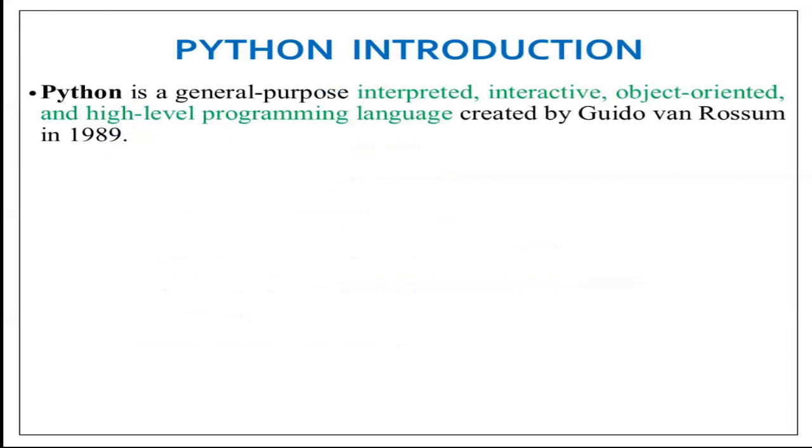So Python is a general purpose, interpreted, interactive, object oriented and high level programming language, created by Guido van Rossum in 1989. Somewhere you may see 1989 and in some places it shows 1991. Some variation will be there. Why? Because he developed it in 1989, but it was officially approved only after 2 years. So that's why you will see the change in the year.